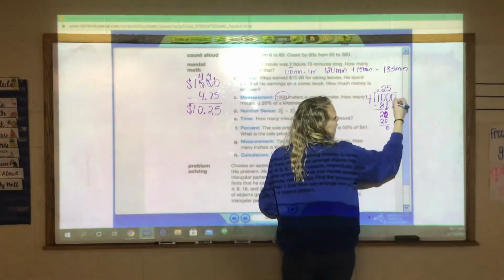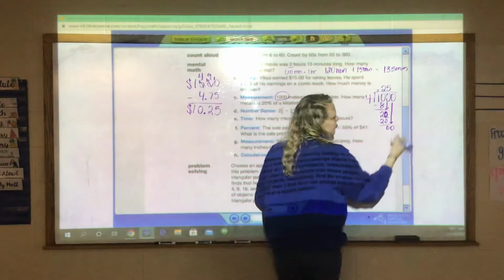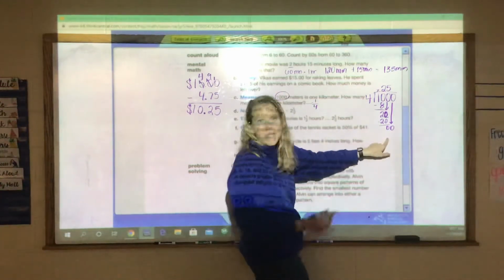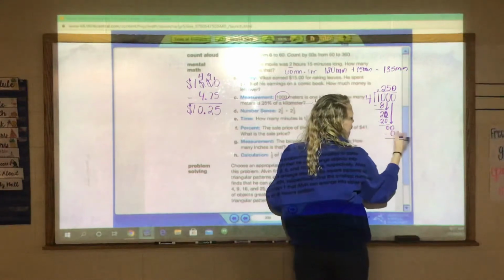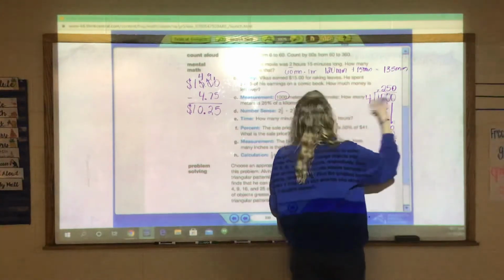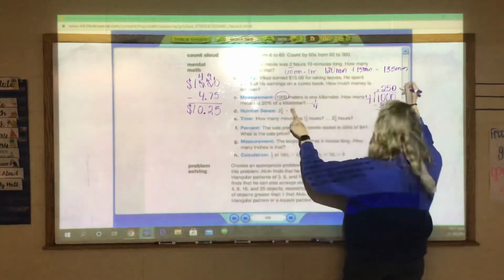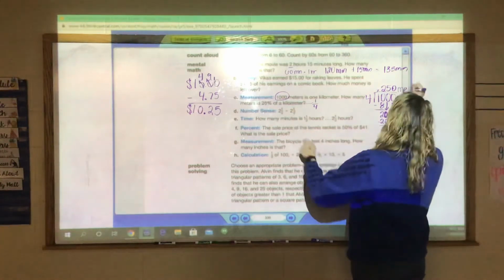Now, a lot of us forget to bring down our 0 here. Can 4 go into nothing? No. 4 times 0 is 0. Now there's nothing else, so it would be 250 meters.